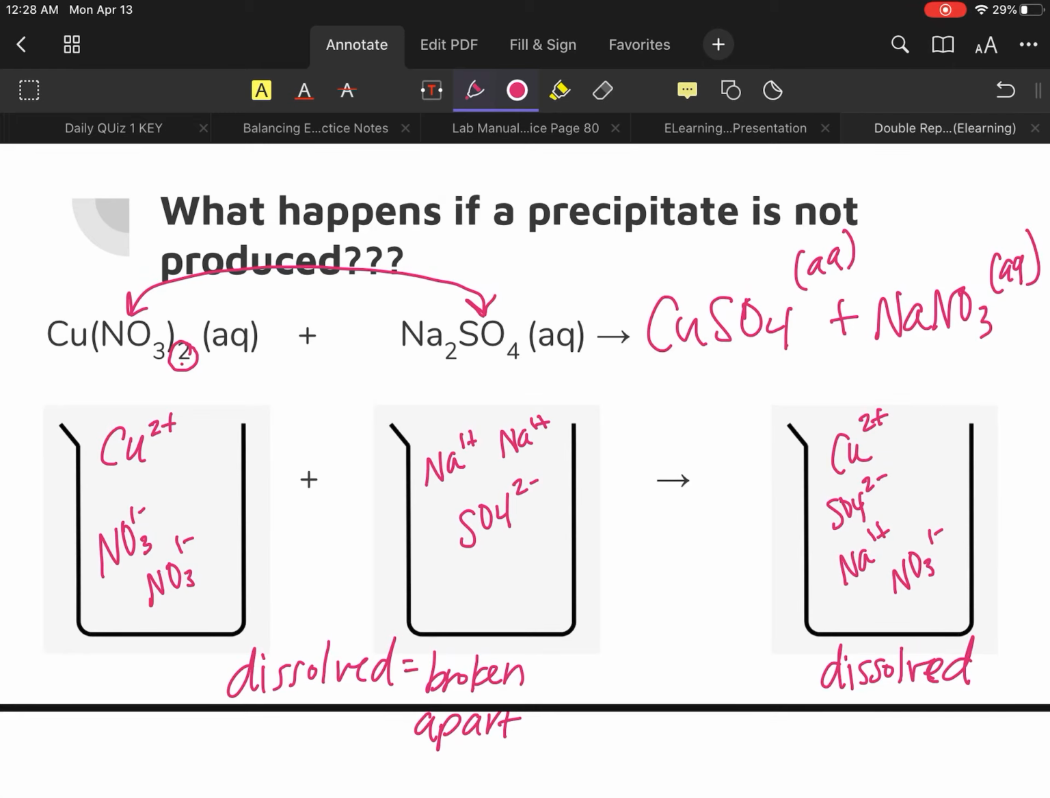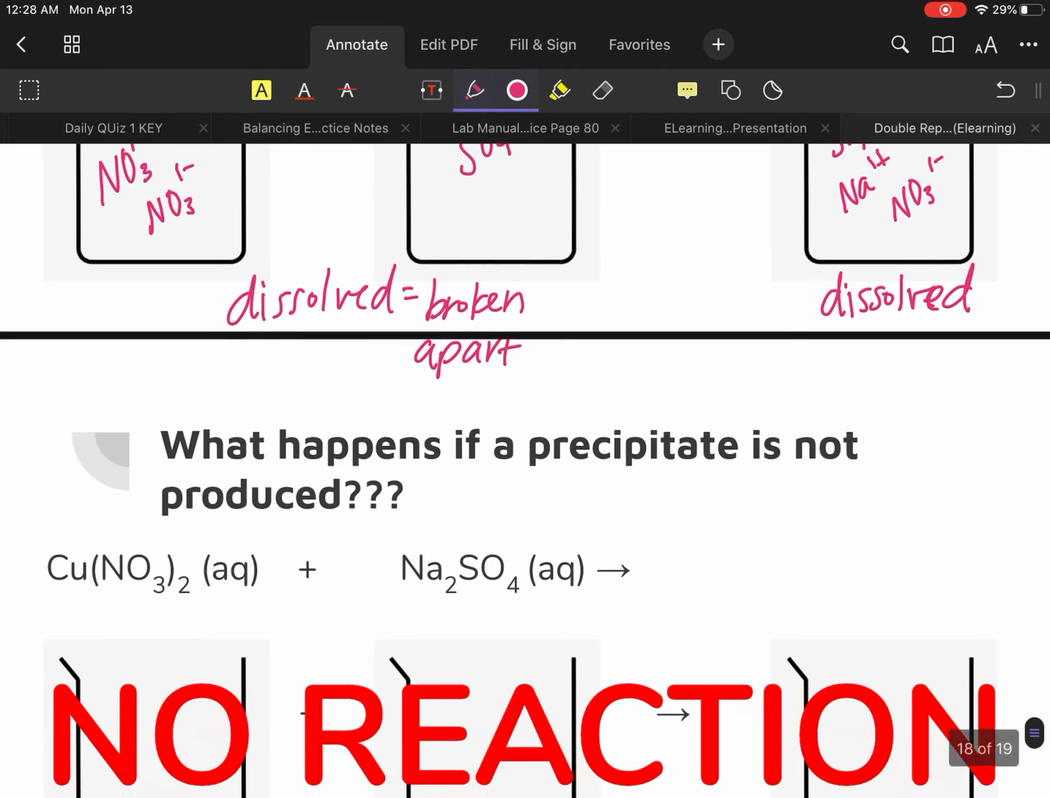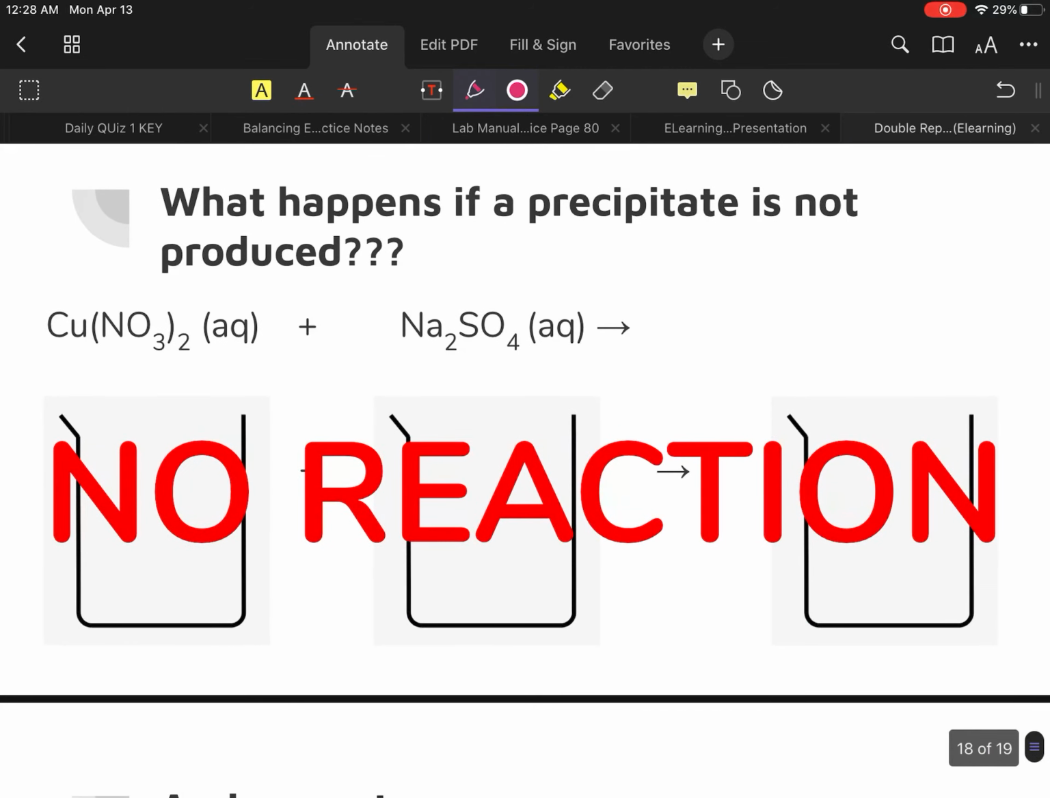It's going to look just like when you dissolve salt into water. Can you see the salt that's dissolved? You cannot. So these are all dissolved. You can't really see what's in there. So what we actually say for this type of problem or equation is no reaction.